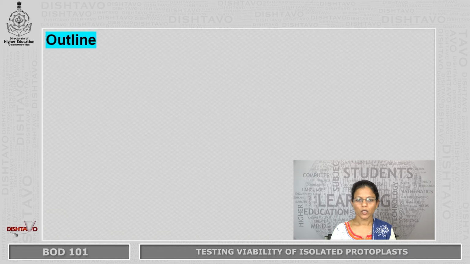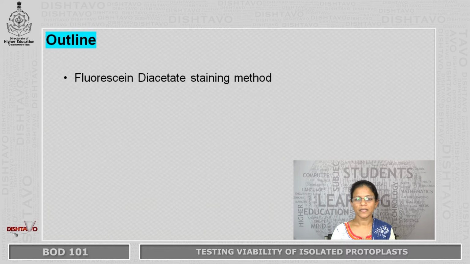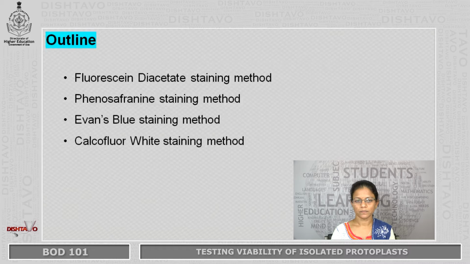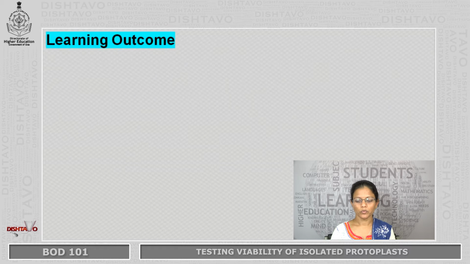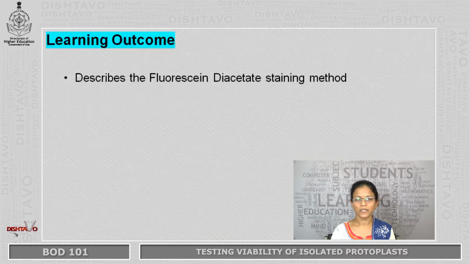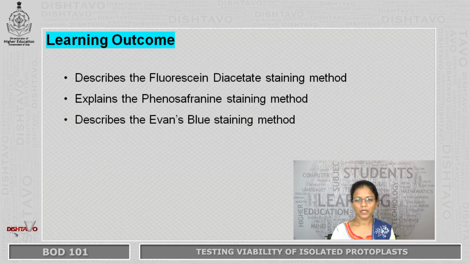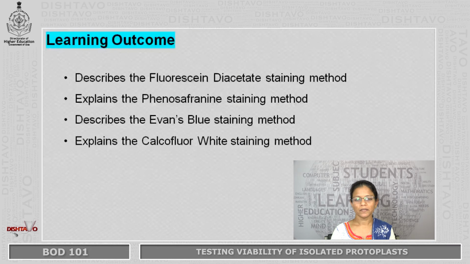In this module, we will study about fluorescein diacetate staining method, phenosafranine staining method, Evans blue staining method, and calcofluor white staining method. At the end of this module, you will be able to describe the fluorescein diacetate staining method, explain the phenosafranine staining method, describe the Evans blue staining method, and explain the calcofluor white staining method.